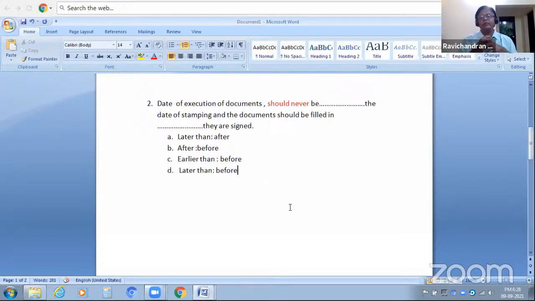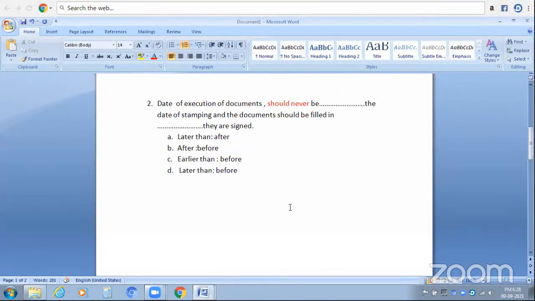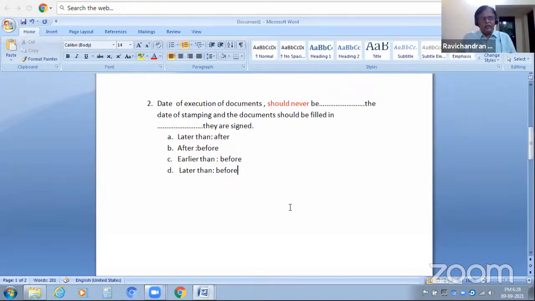Good. So execution should never be earlier than, before. Stamping should happen either at the time of execution or before execution. So "never" is giving a negative, opposite meaning. So C is the correct answer.